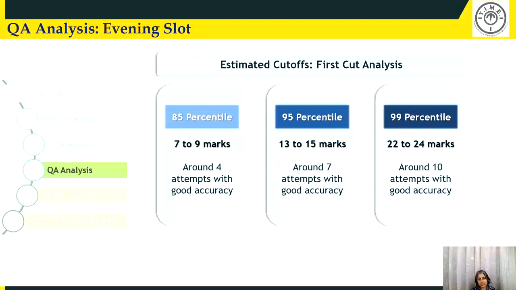So around 7 attempts, which means around 13 to 15 marks, would place you at the high percentile of 95. And anybody who was able to do about 10 plus attempts, we think is an exceptionally good attempt. With good accuracy, you can expect to get around 24 marks if you get around 80% odd accuracy, and that will put you in the 99 percentile slot.